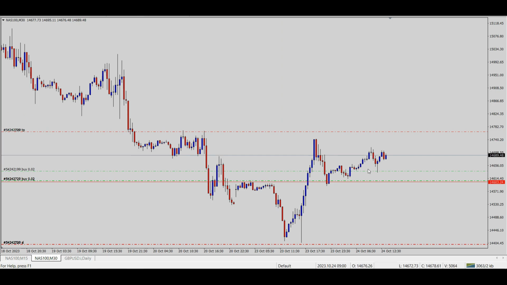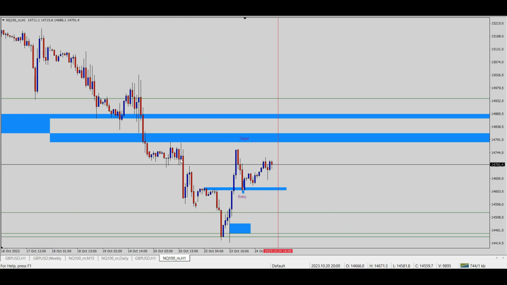So these are the trades I'm currently on right there. You can see my orders right there. This is what I'm expecting to target and this is where I have my stop loss right there. So let's go back to the previous chart and try to see the idea.